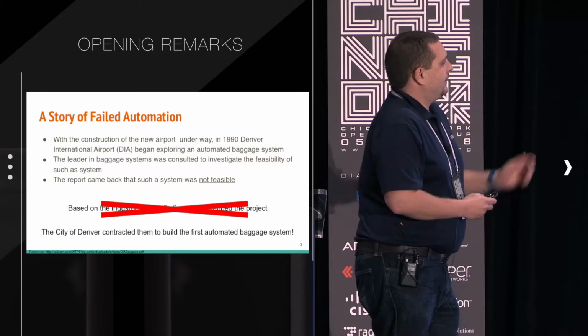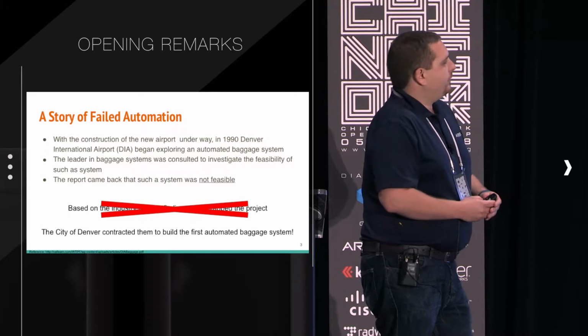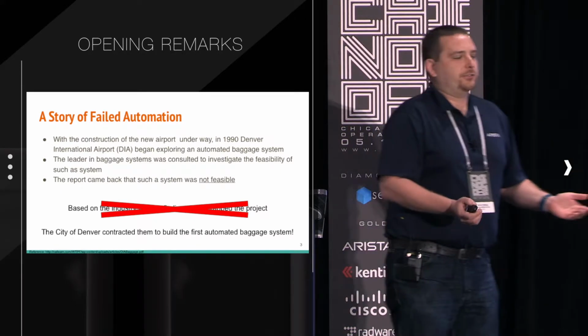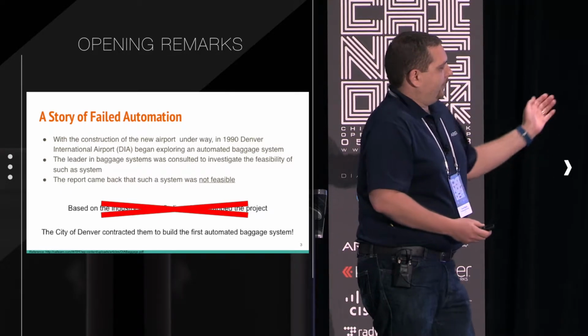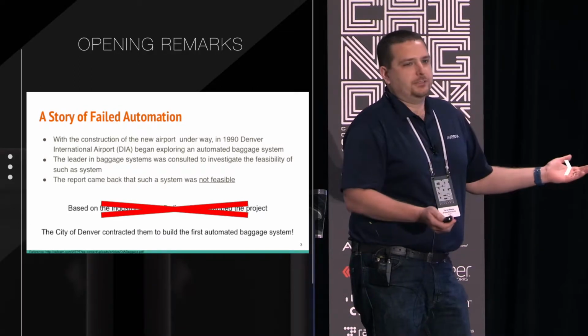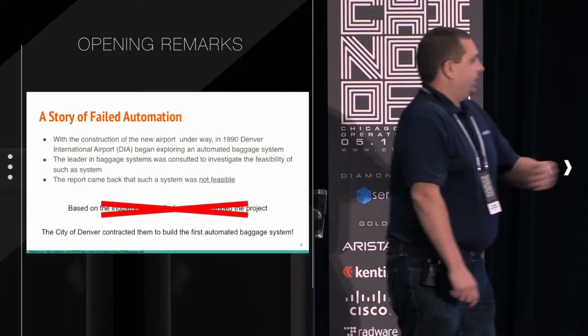So the Denver International Airport did what any company would do, and they went out and said, who's the best person in the baggage system industry? And basically said, here's what we want to do. What do you think? That industry leader came back and said that it's not feasible. What you're trying to do will not work. So they scrapped the project.